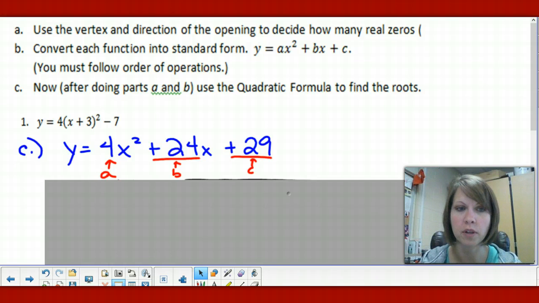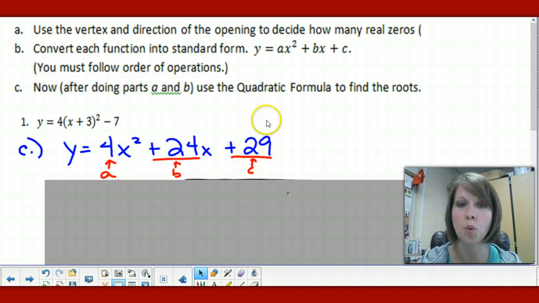Using the quadratic formula to find the roots. From the quadratic formula, we need to know the A, the B, and the C value. So remember, it's ax squared plus bx plus c. Make sure when you're looking at your equation that these are in the order of A, x squared, b, x, and then c. C is always your constant.